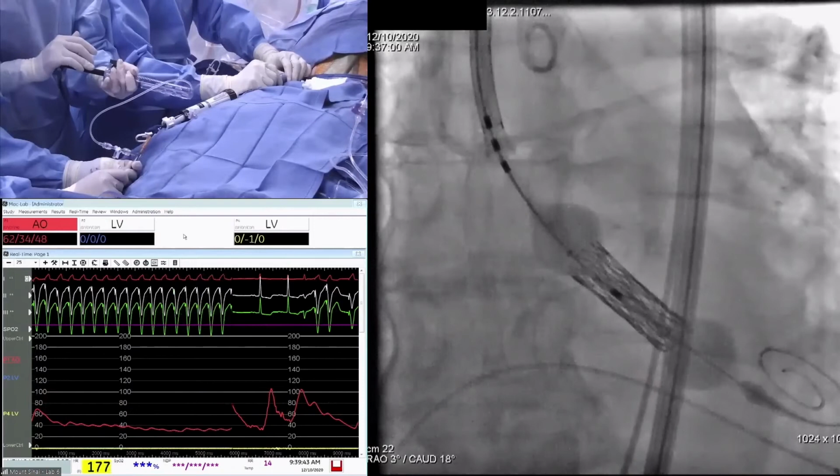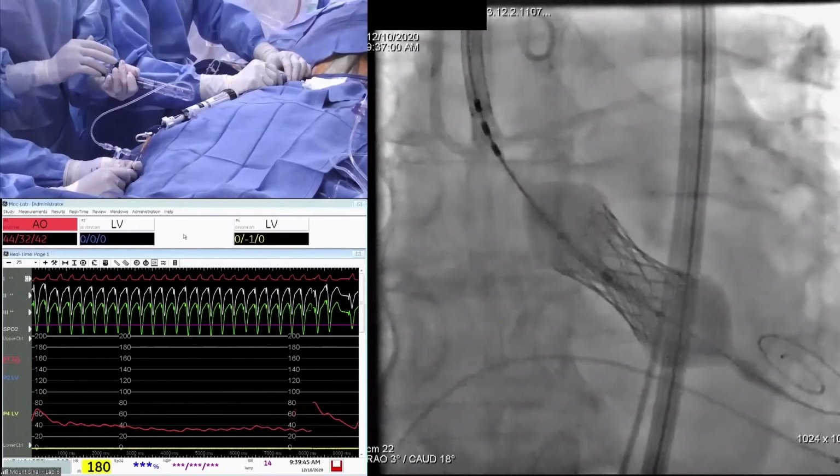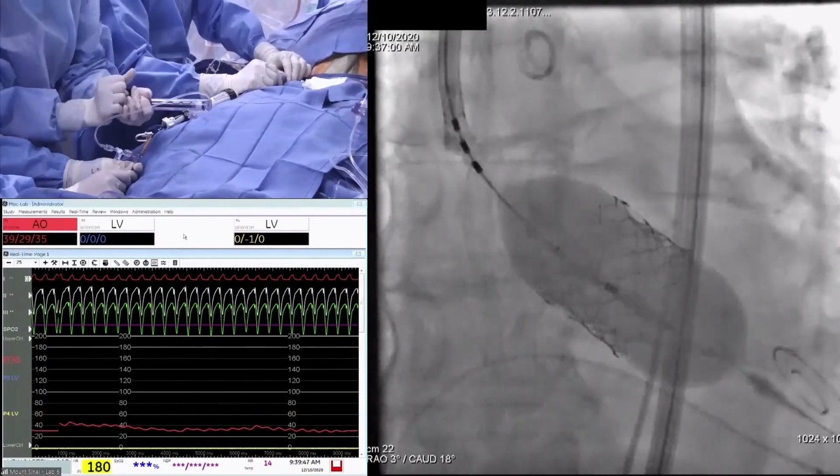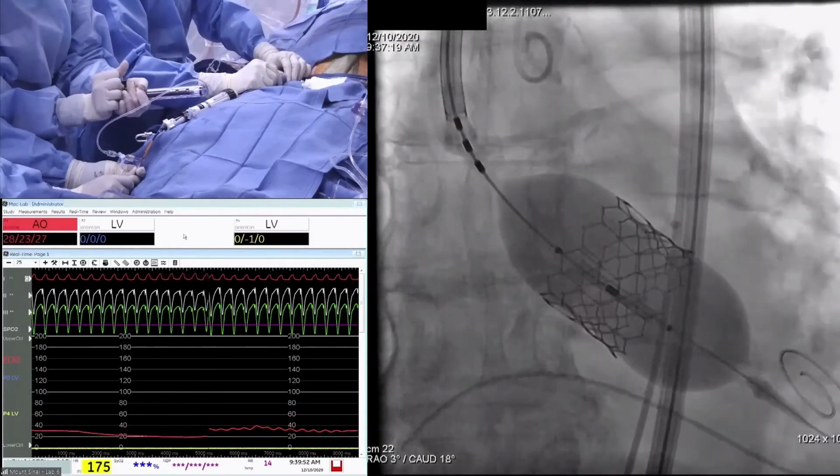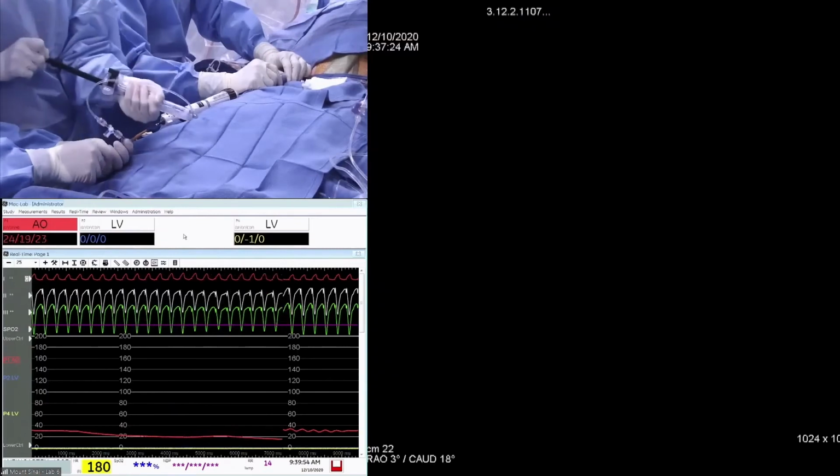Slow inflation. You see the valve coming out, and now I go full. Now, when I go full, I want to make sure I get complete zero expansion. Zero. Good. A few seconds there. I pull back.